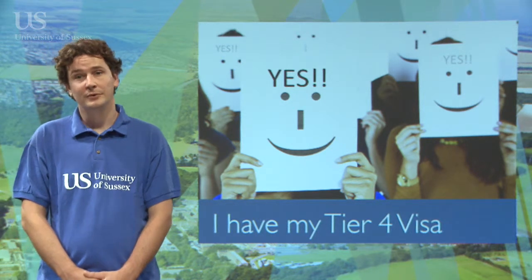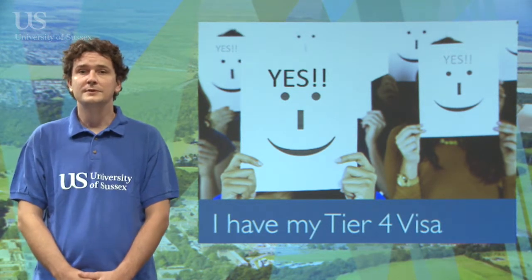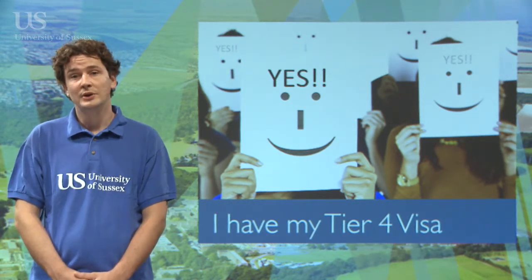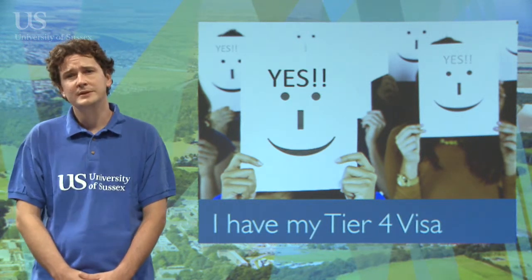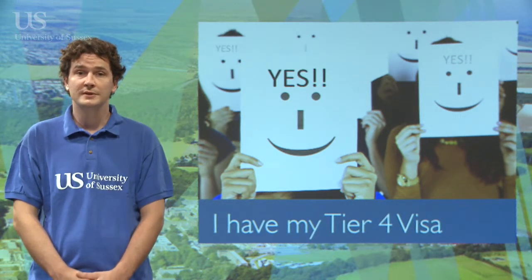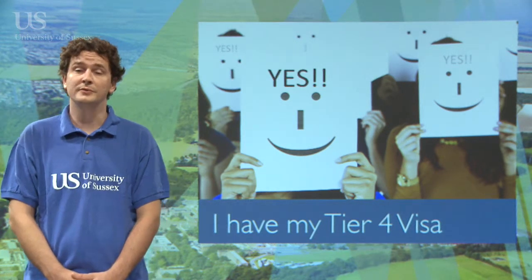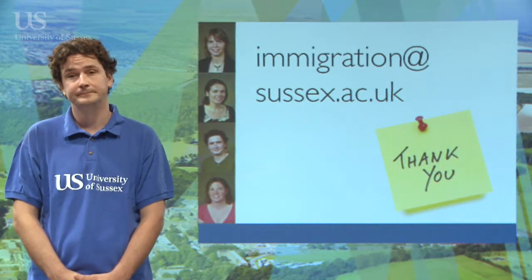Once you have your Tier 4 visa, the university acts as your sponsor. This means that both you and the university are required to abide by certain UK immigration laws and regulations. For example, we need to take a copy of your passport and visa as part of the registration process, and the university has a duty to report things like significant lack of attendance to the Home Office. Full details of this can be found on our website.